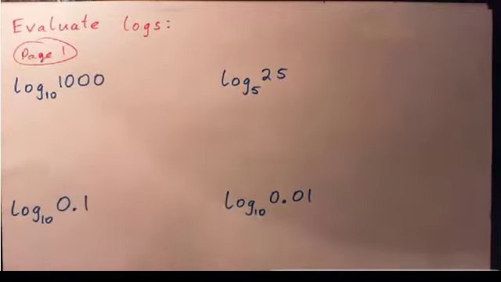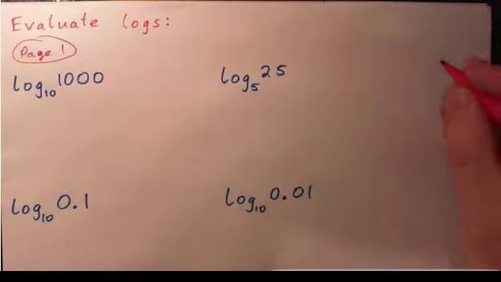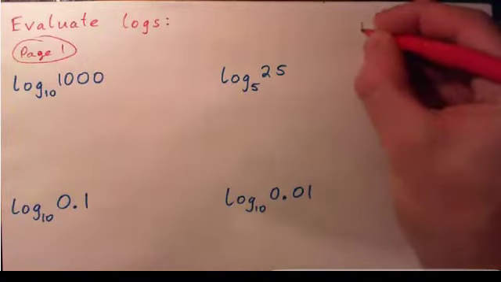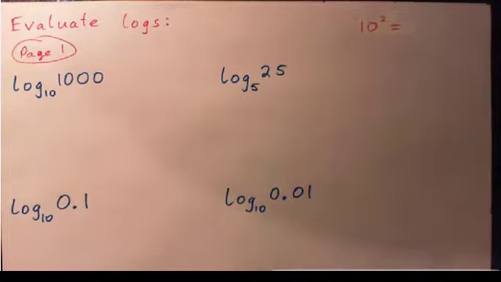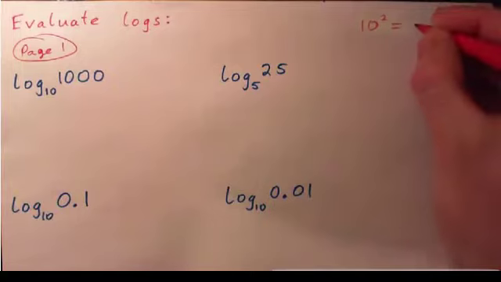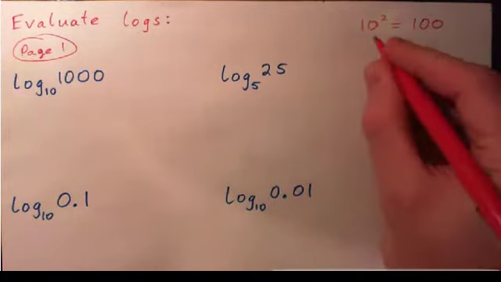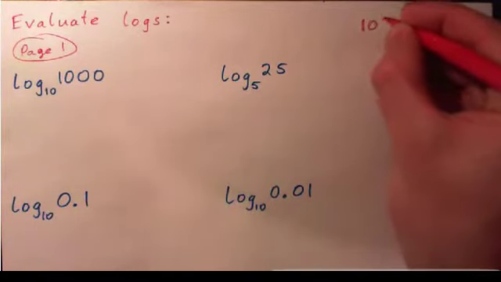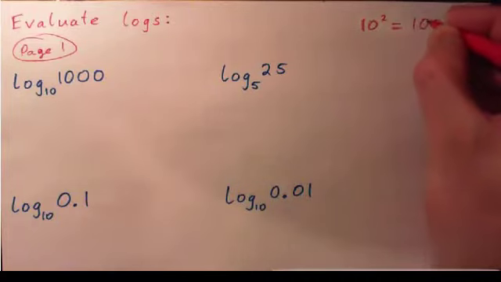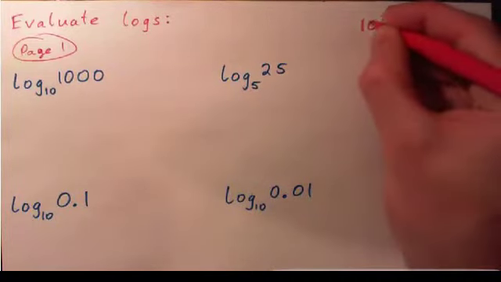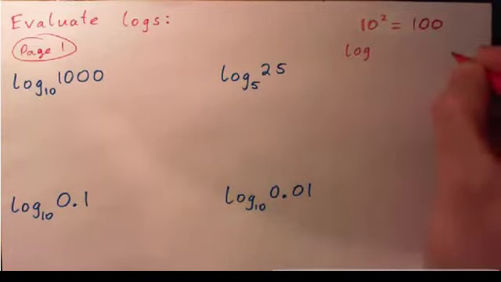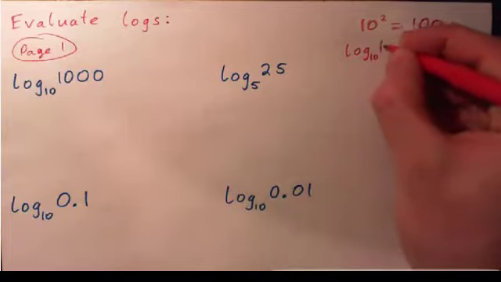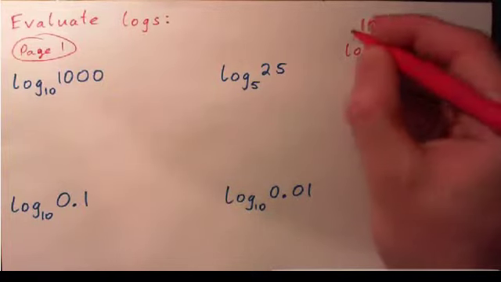Okay, so first thing we'll write down, just so we have it, is our little remembering formula. 10 squared equals what? 10 squared equals 100, and the corresponding log equation to this exponential equation is what? If you were to convert this to a log equation, you would say log base 10 of 100 is equal to 2. Okay?